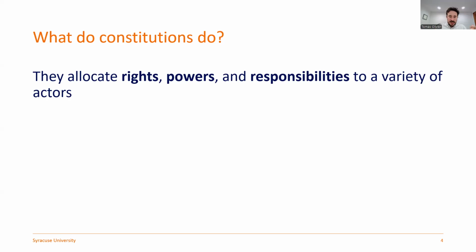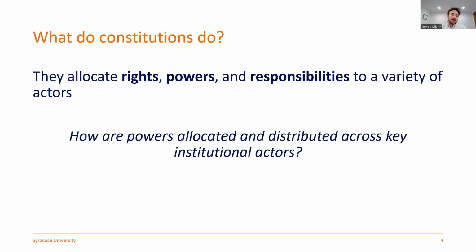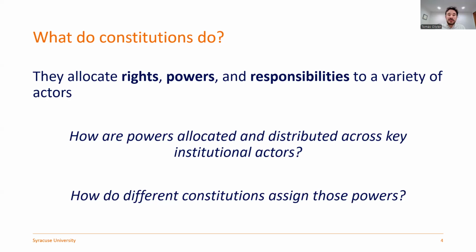So keeping this in mind, the questions that guide this project we're working on are two. One is how are powers allocated and distributed across key institutional actors in the constitutional text? And how do different constitutions assign those powers? As I said earlier, what we're trying to do here is bridge arguments and concepts from legal theory with concepts and methods from institutional analysis.